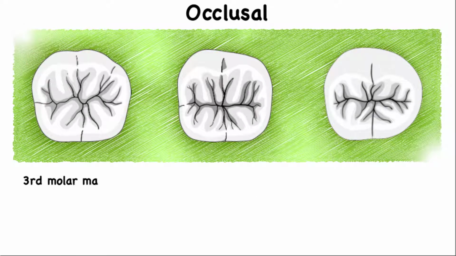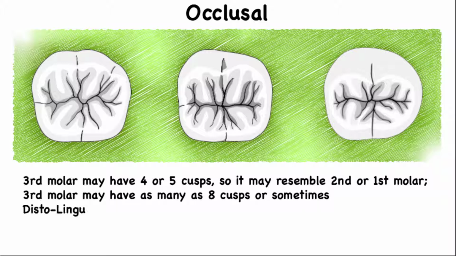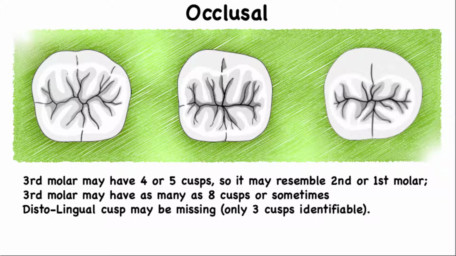The third molar may have 4 or 5 cusps, so it may either resemble a second molar or a first molar. The third molar may have as many as 8 cusps, or sometimes even the distolingual cusp may be missing. So only 3 cusps may be identifiable.